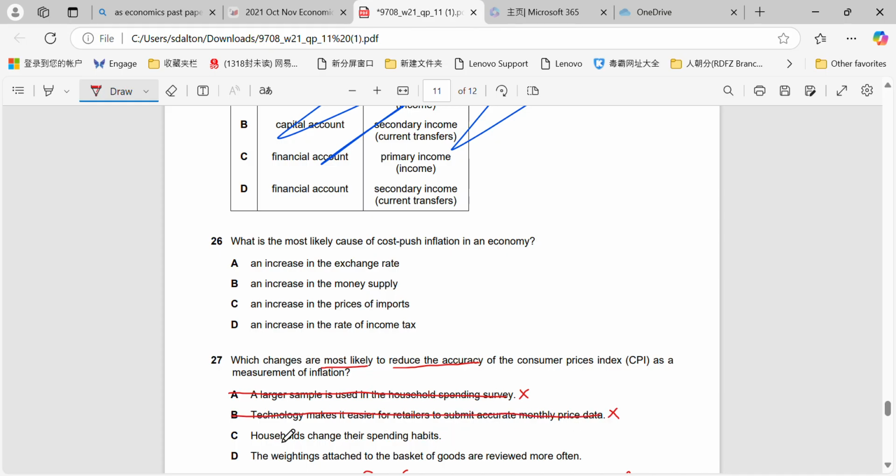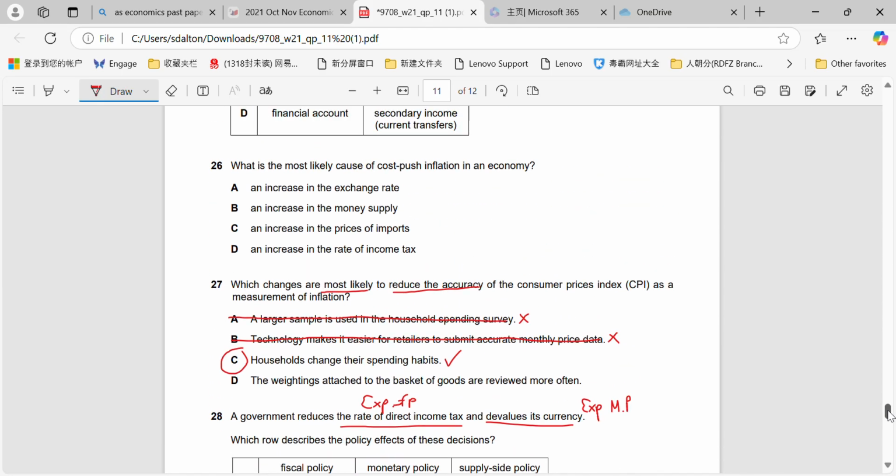Households change their spending patterns, so that would be the correct answer here. If they change their spending patterns, the accuracy would be reduced because we would have difficulty reflecting the change in their spending patterns. In order to reflect the change in their spending patterns, we would have to adapt the weightings that are in the basket of goods and services, and therefore D would also help us to increase the accuracy of the CPI figure.